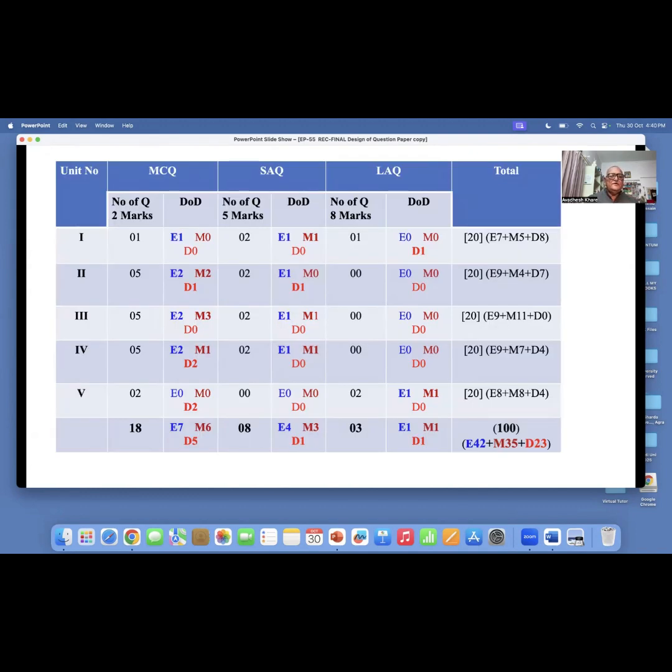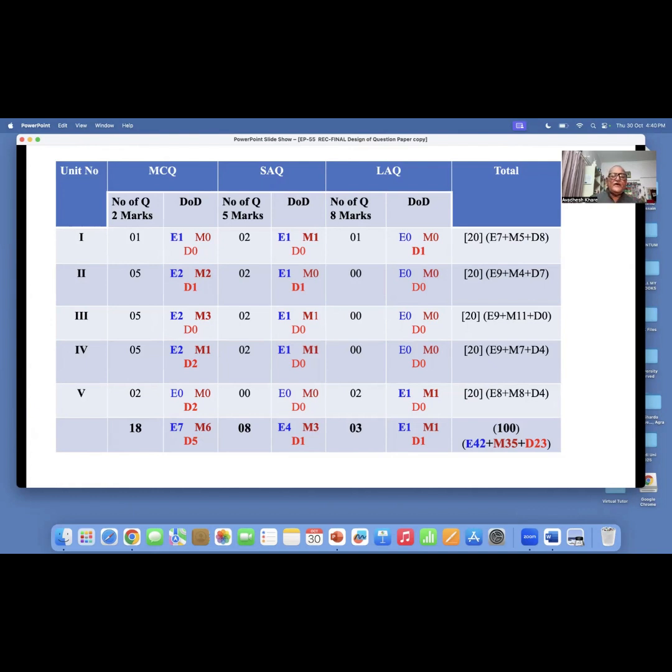So there are 5 units in the first column: unit 1, 2, 3, 4, and 5. Then there are four more columns, one for MCQ, the other for SAQ, the third for LAQ, which is subdivided into 2 columns, and the last one is total.